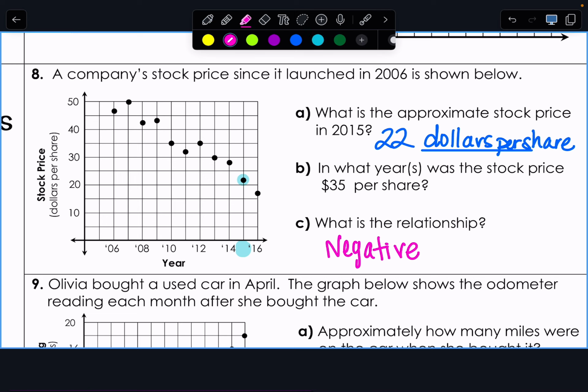Next, I want to know what year the stock price is $35 per share. So now I need to go to the y-axis and look for 35. Do you see? How many dots are at 35? It looks like there are 2 dots at 35. One of them is here at 2010, and the other is 2012.